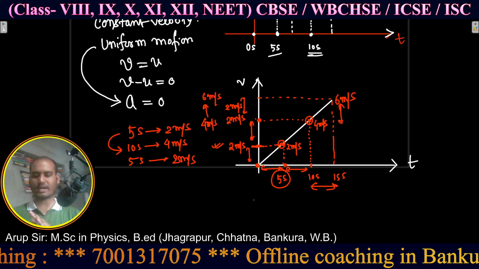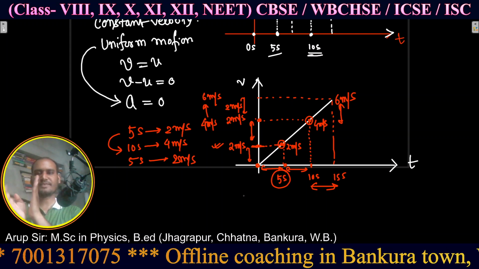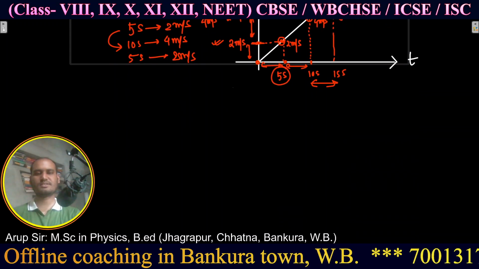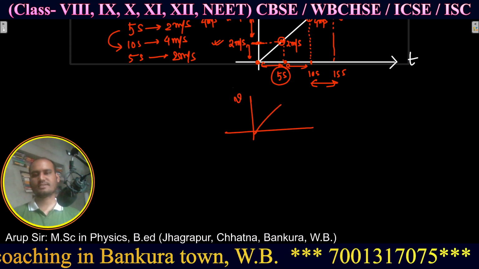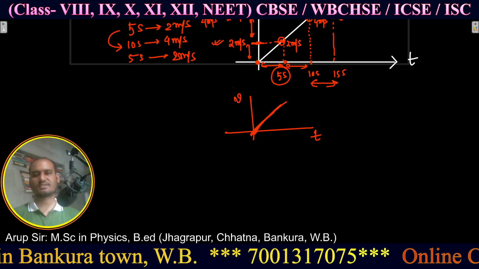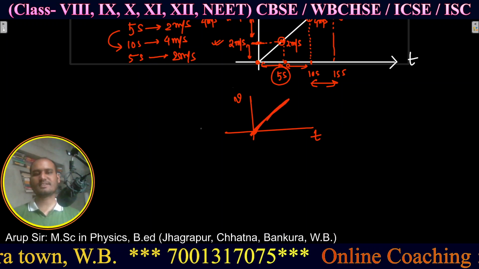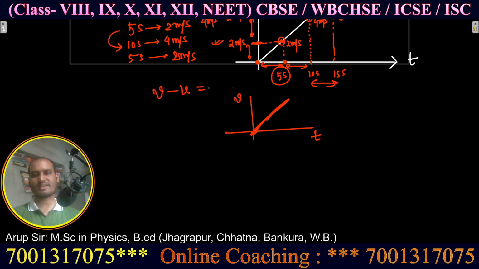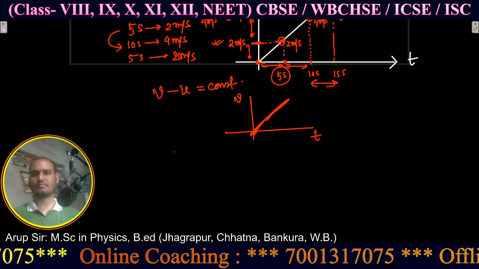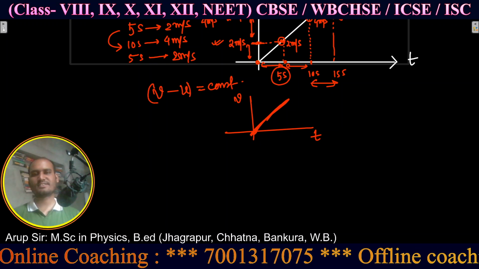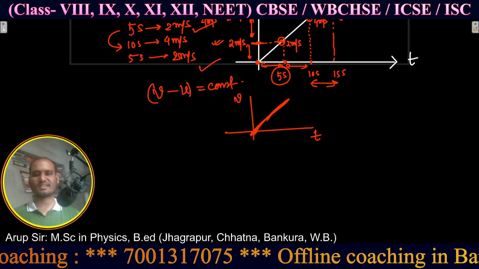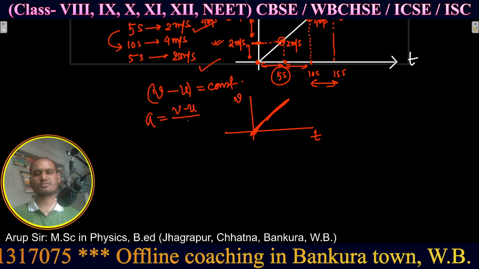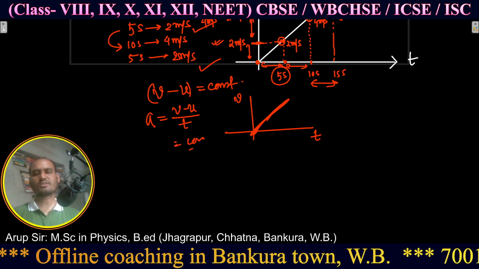So this kind of graph, a v versus t graph where the line is a straight line, here it is velocity, here it is time. This straight line graph indicates that velocity is changing. No problem, velocity is changing, but that change is constant. If velocity is changing and that change is constant, here it was 2 meter per second, then obviously acceleration will be constant, because acceleration equals (v − u)/t. It is also constant.